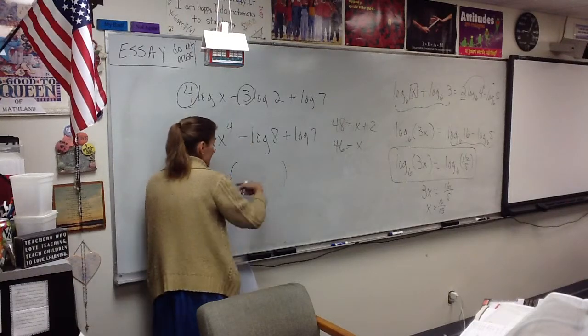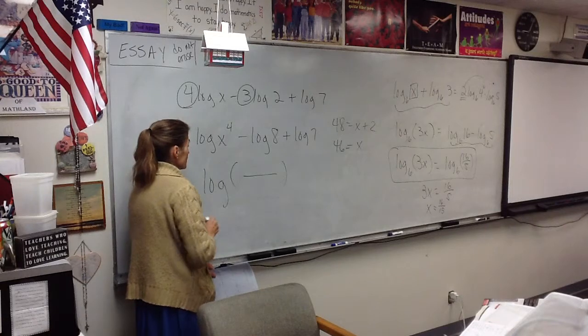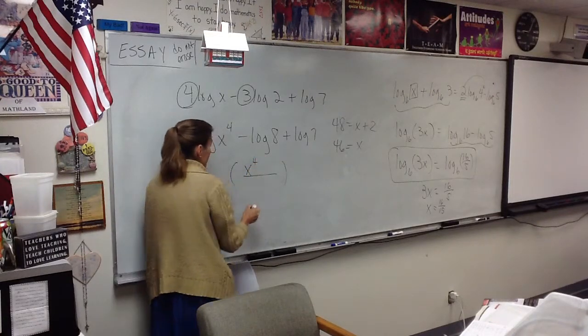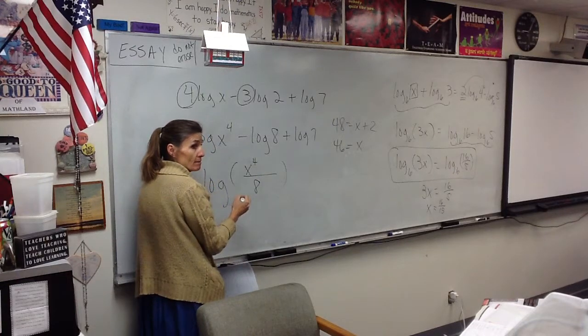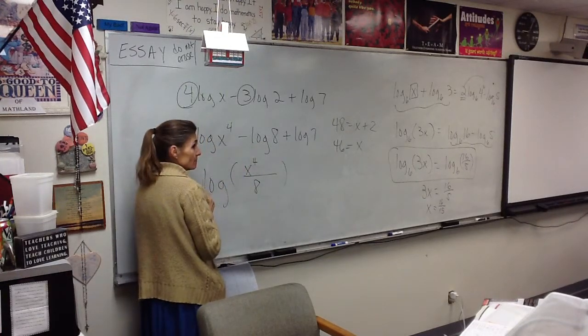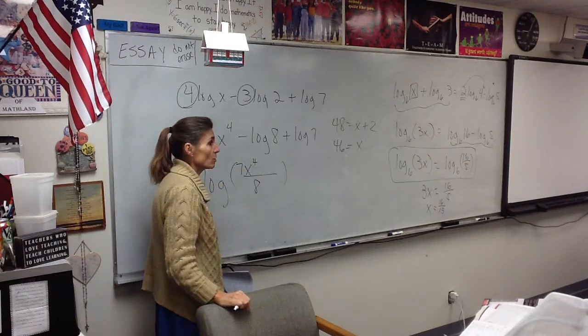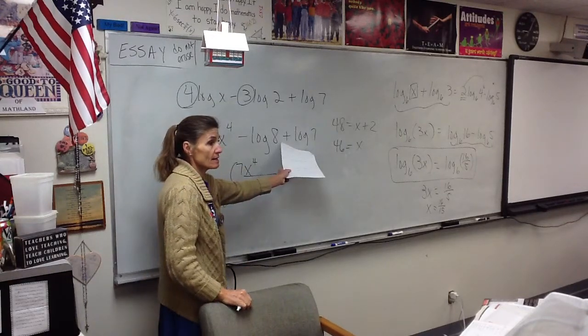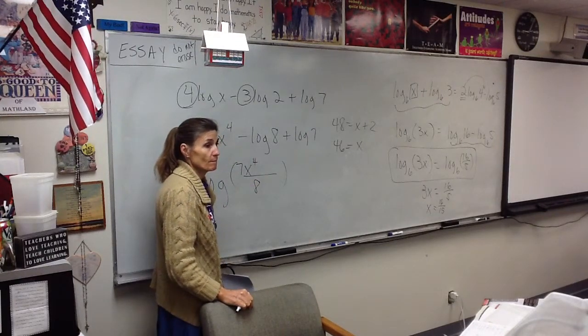Is this thing going to have a division in it? Yes. So we're going to have an x to the 4th divided by an 8, right? What do I do with the 7? It goes on the top. There's your answer. Why does it go on top? Because it is a multiplication, not a division.